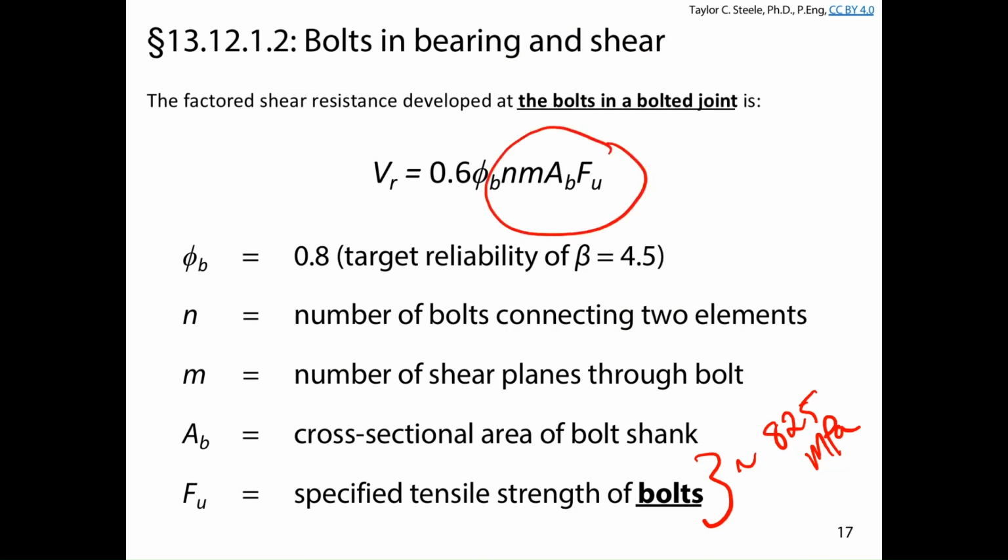So this part makes sense. Number of bolts, number of shear planes: 2 bolts times 2 shear planes. If we have 2 bolts in double shear, it's 4 times stronger than 1 bolt in single shear.